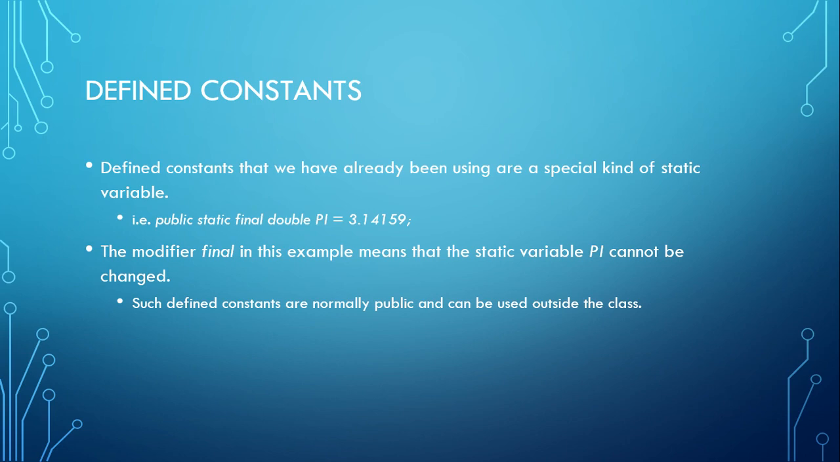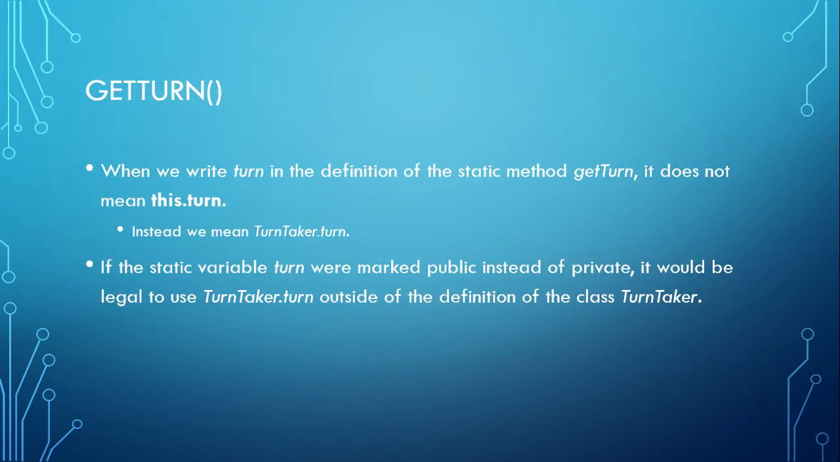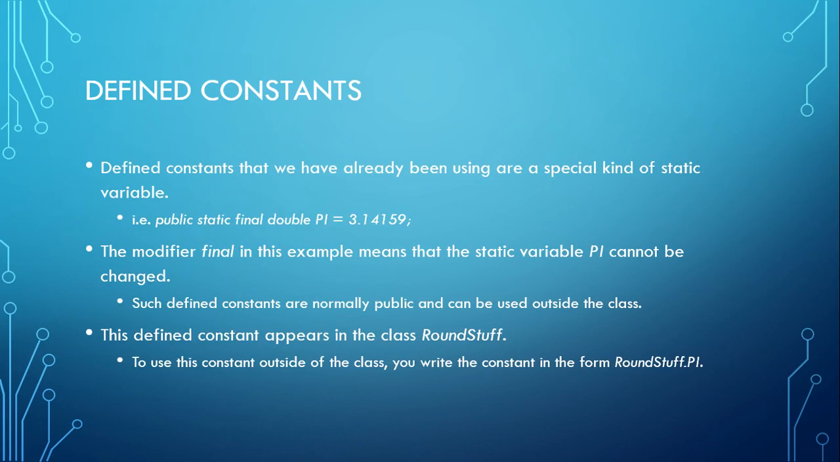Now, such defined constants are normally public and can be used outside of the class. The reason you want them public is that if they were private and final, you really couldn't do much with them outside of the class. So that's why we generally make them public. This defined constant, as I already mentioned, appears in the class RoundStuff. To use this constant outside of the class, we'd write RoundStuff.PI. Similarly, earlier on this page we had TurnTaker.turn. Here you'll see we use RoundStuff.PI. It's always the name of the class, dot, whatever variable you're calling.